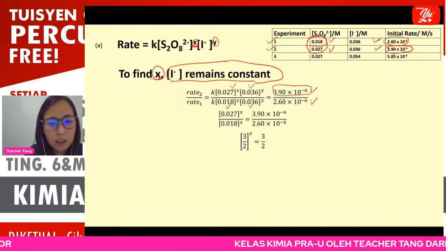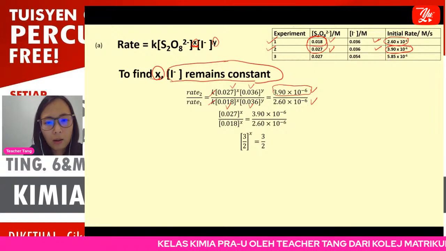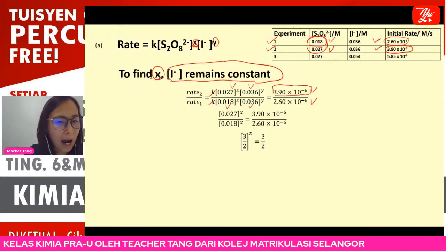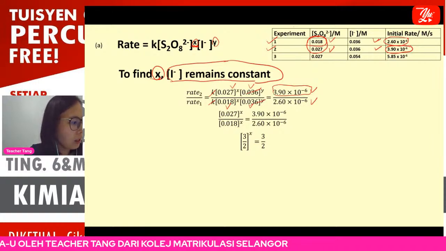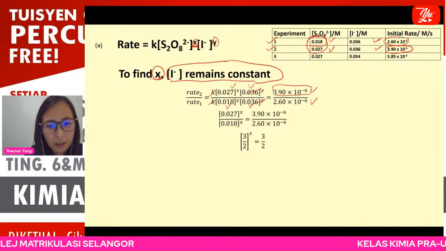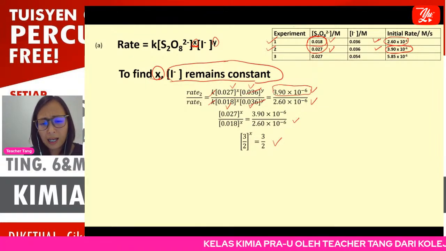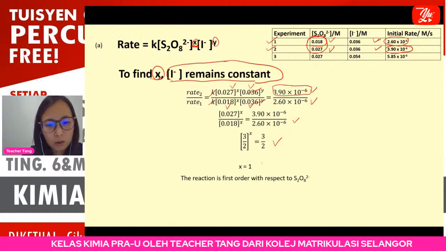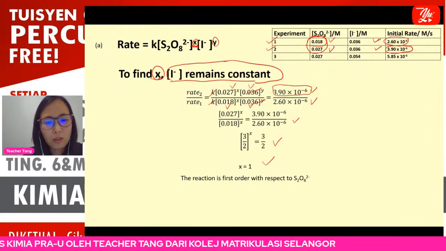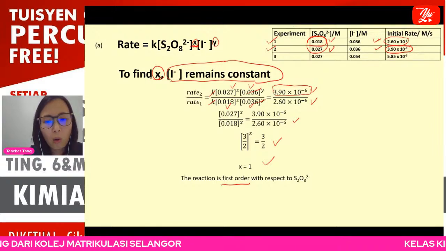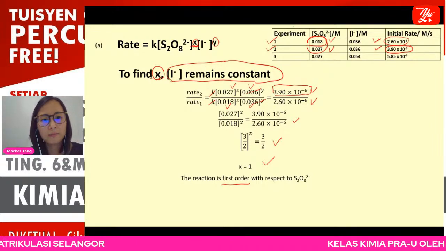And then you can see that the rate constant can cancel out, and also 0.036 raised to the power of y, we can also cancel them out. So after canceling out, the remainder is this term. We can simplify it to get this term and then deduce what our x is. So x therefore is equal to 1. It means that the reaction is first order with respect to the S2O8 2 minus reactant.